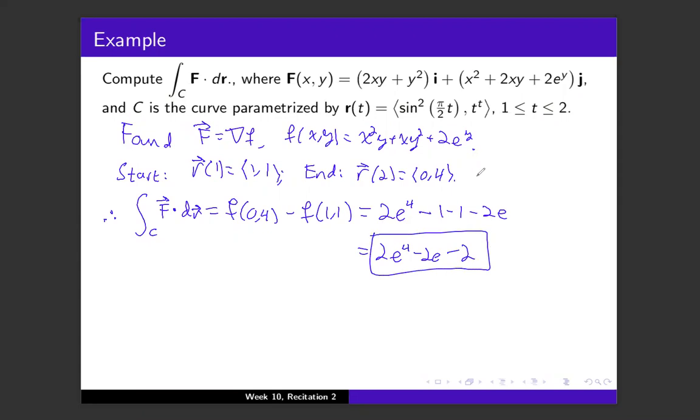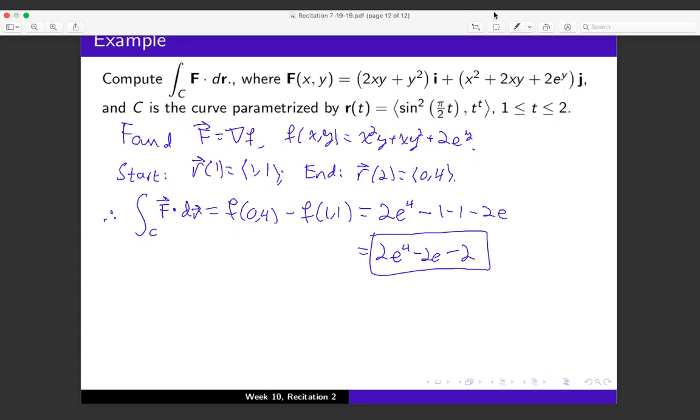Now that would be basically impossible if we didn't have the fundamental theorem of line integrals. It would be doable in principle, but really hard. So the fundamental theorem of line integrals makes this problem so much simpler. It's a good thing to have in your back pocket.